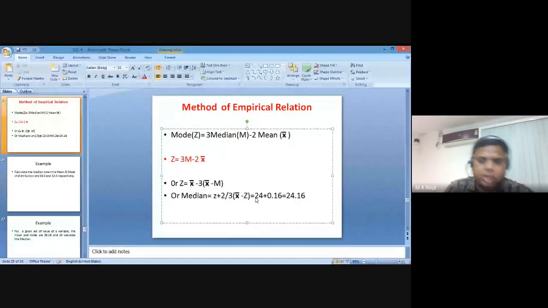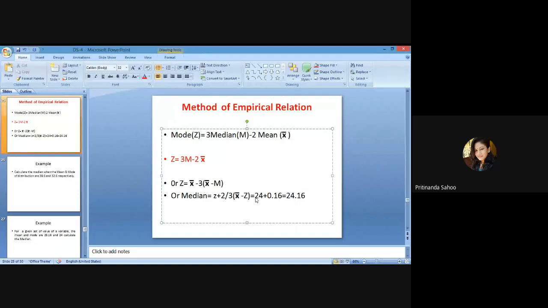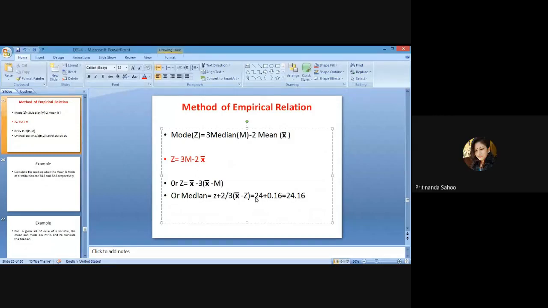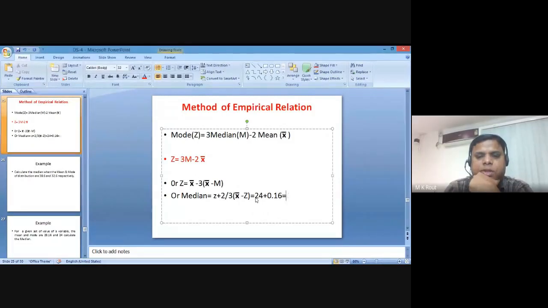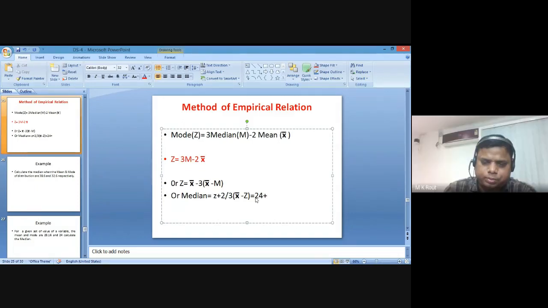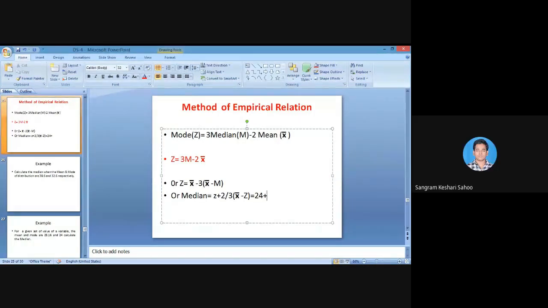Let's check. All of you check. Sir, the calculation went wrong. The 2 by 3 into 4.16. Yes, sir. My answer is into 4.16. Okay, let's simplify another way. 24 plus 2 by 3.